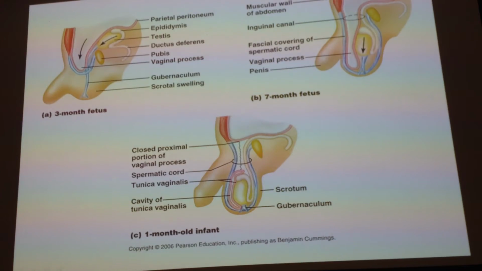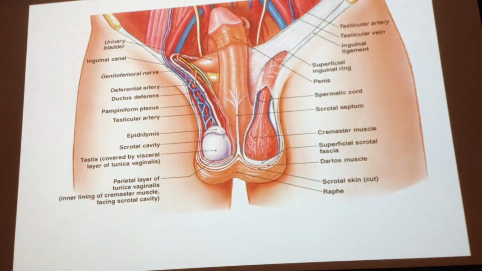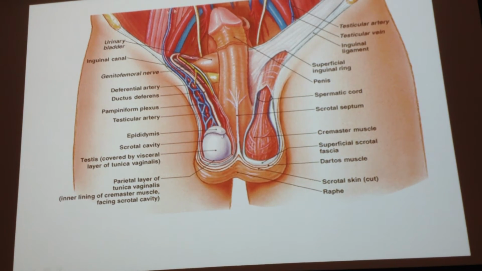All right, so let me just write some of those structures up on the board, but before we leave that, if we open up the cremaster muscle, then we see the contents of the inguinal canal. And those include the blood supply, nerves, and the vas deferens itself, which is carrying the sperm away from the testes.